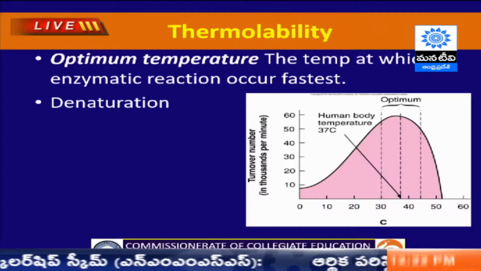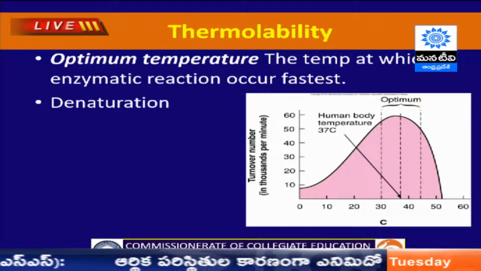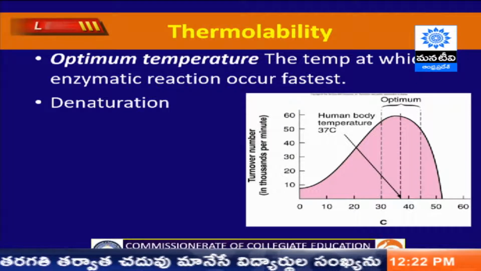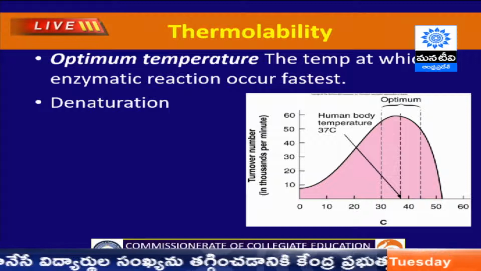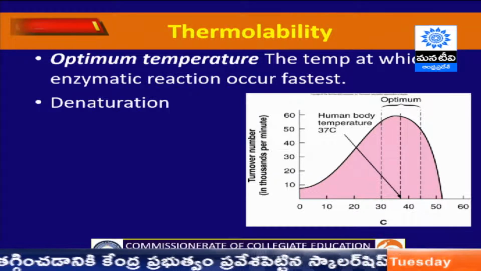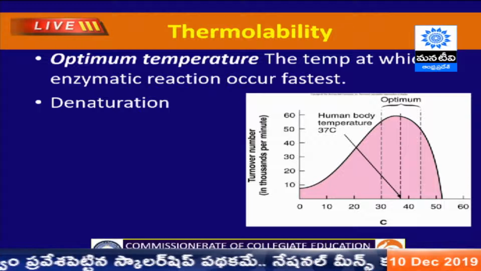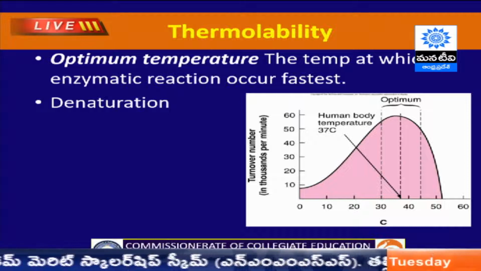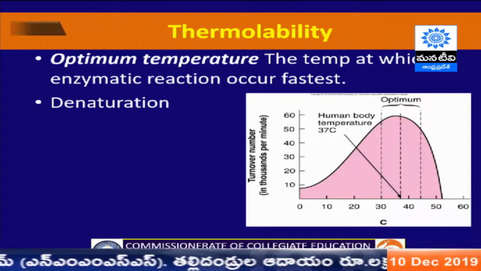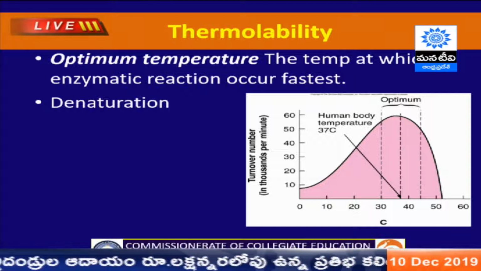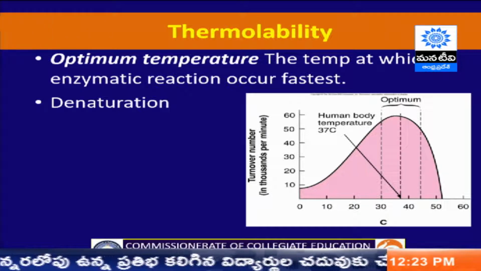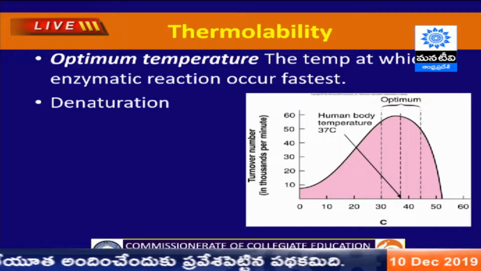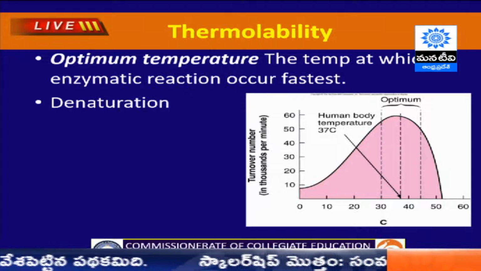So, coming to the next property, that is thermolability. As these enzymes are made up of proteins, they are very sensitive to temperature. So, if the enzymes are stored at 0 degree centigrade or below, they become inactive. But this is reversible. That means with the increase of temperature from 0, the activity of the enzymes increases, but only up to a certain level.